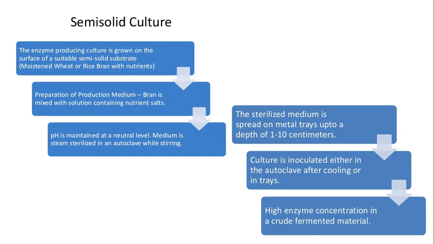After that, the sterilization of the media is done, and the sterilized media is spread on metal trays up to a depth of 1 to 10 centimeters, and the culture is inoculated either in the autoclave after cooling or in the trays. A high enzyme concentration in the crude fermented material can be obtained using this semi-solid culture.